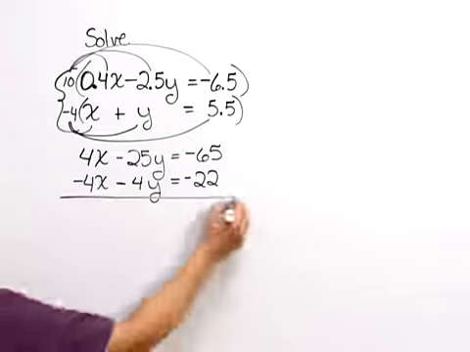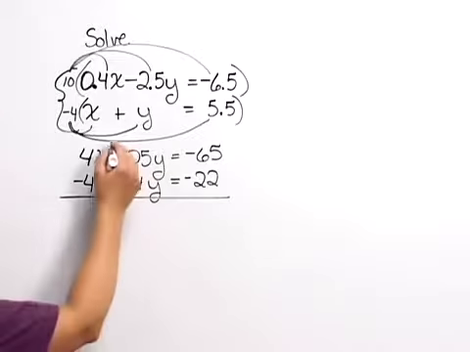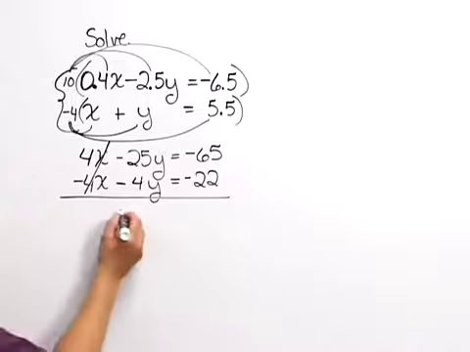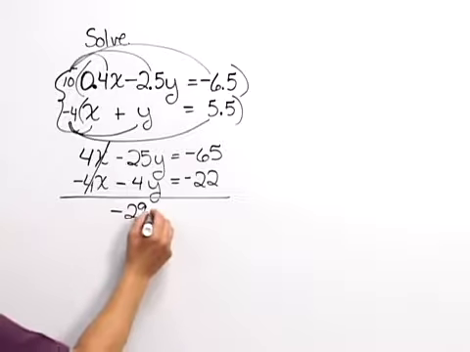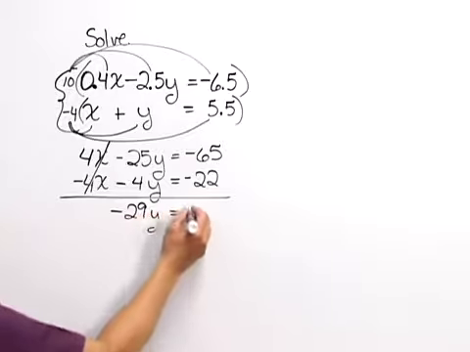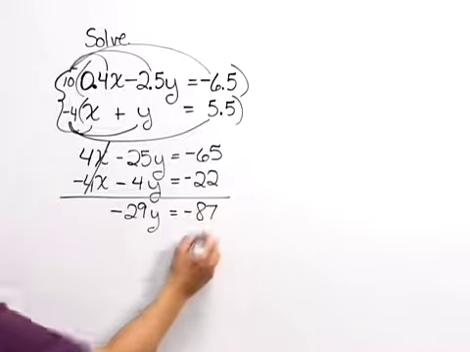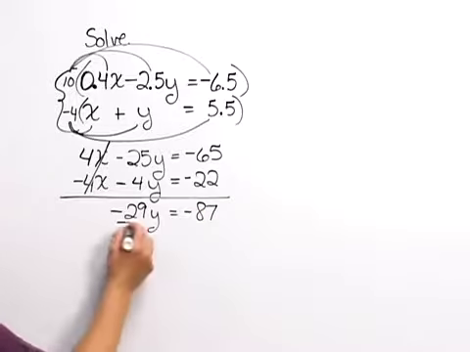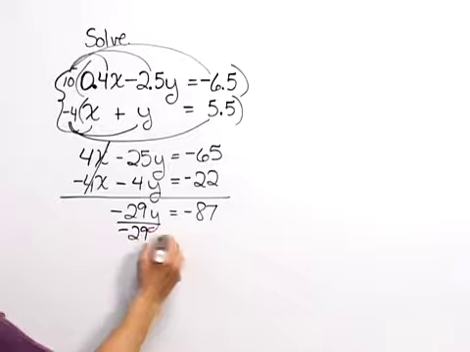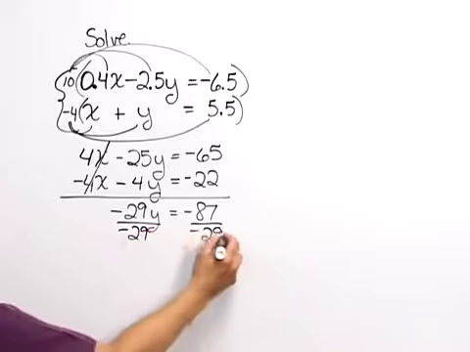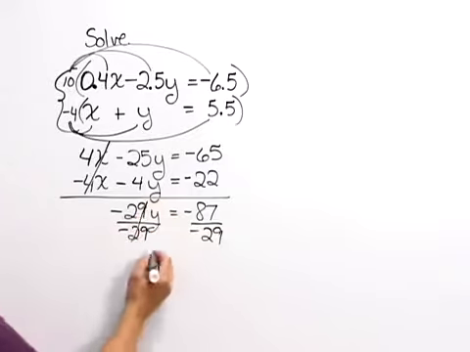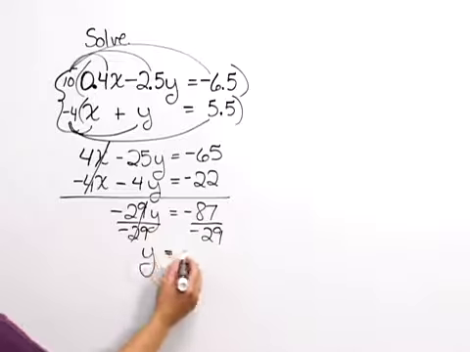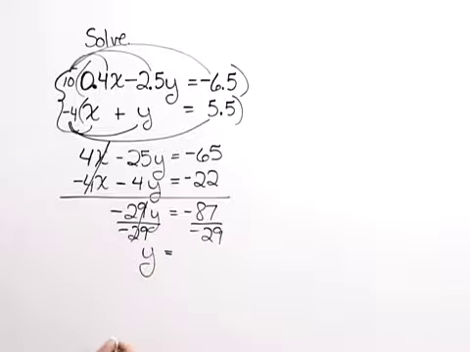If we now go ahead and add our equations together, the x's eliminate, we end up with a -29y equaling a -87. If we divide by -29 on both sides, the -29's will cancel. You're left with a y, and -87 divided by -29 is a +3. You can do that calculation in your calculator if you need to.